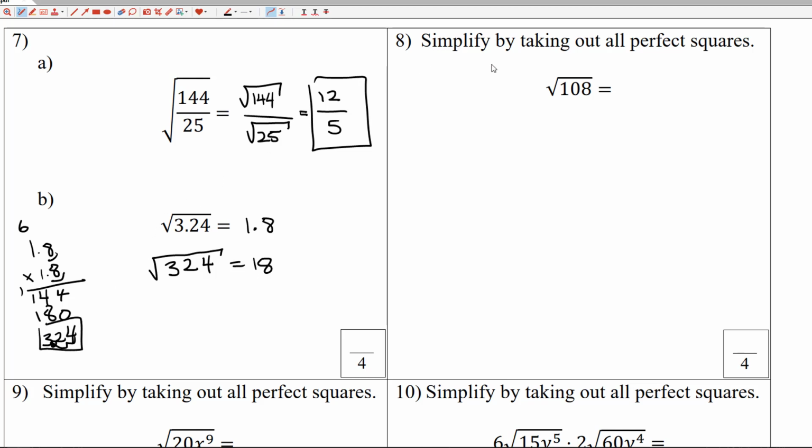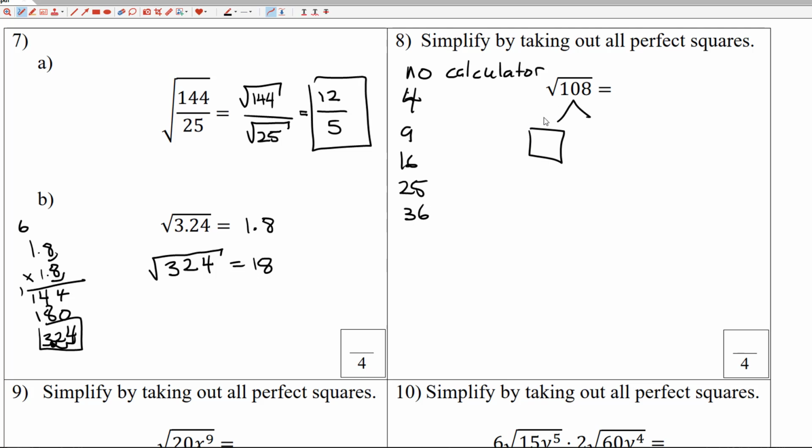Number 8. This one is another square root, but it's not nice, and you can't use a calculator. You're looking for perfect squares. The way that I do these, again, I haven't been in class to teach these, is a factor tree. So what times what is 108? In the factor tree, you have to use perfect squares, so this number needs to be like 4, 9, 16, 25, 36. It has to be one of those.